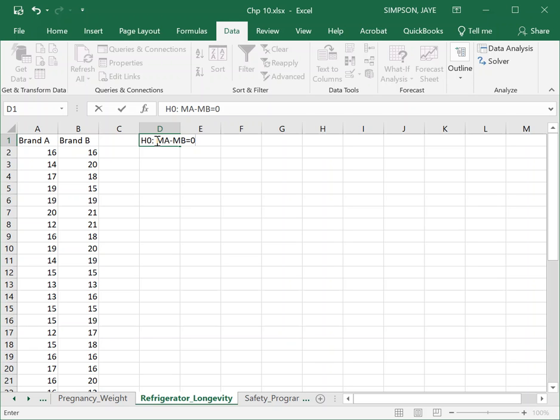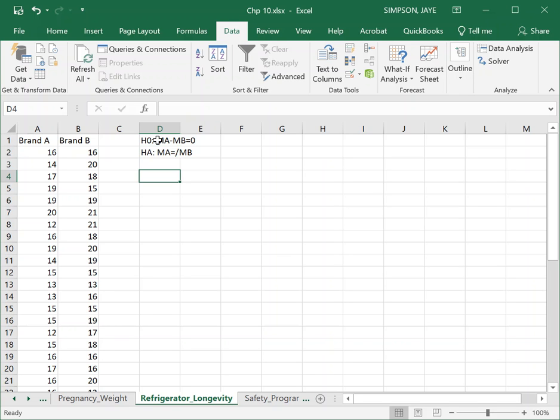So we're just testing to see if the lifespan is different, so this is equal to 0. This tells us, first of all, that this is going to be a two-tailed test. Then our alternative hypothesis is that the mean of A does not equal the mean of brand B. Again, I just wanted to type that out for us.